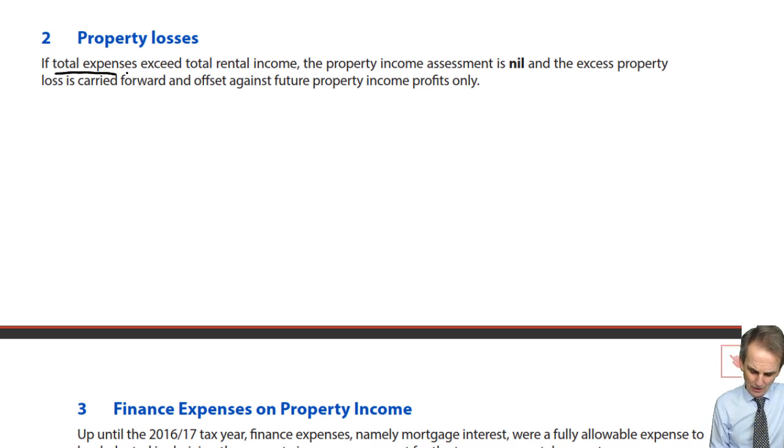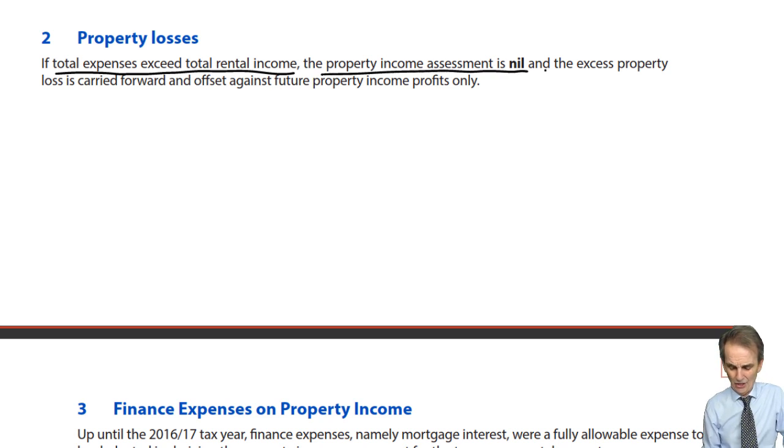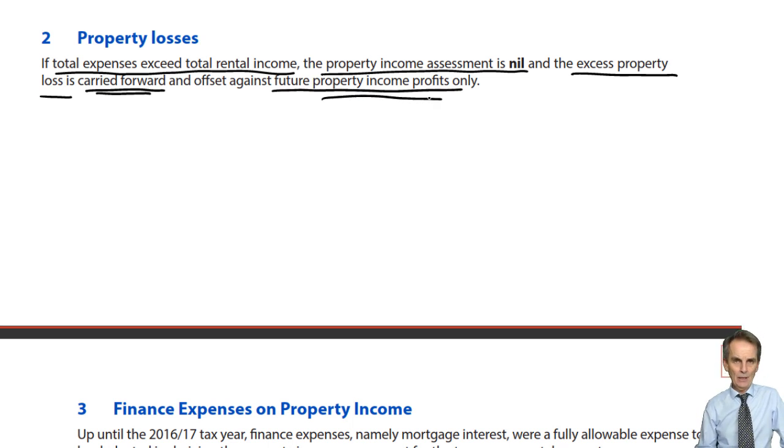But if our total expenses do indeed exceed rental income, so we've made a loss, the property income assessment is nil, and that excess property loss is carried forward. Only one thing you can do with it, carry it forward. And what will you set it off against in future tax years? Future property income profits only. Can't go against any other source of income. It will simply go forward against future property income.